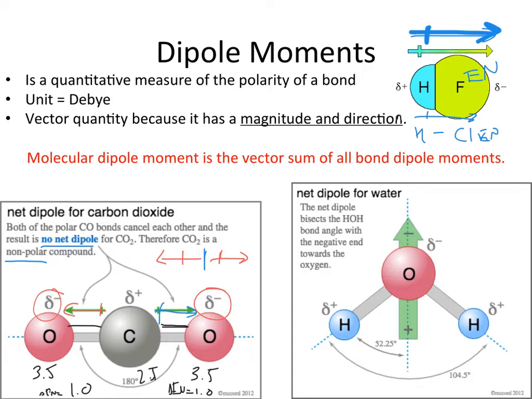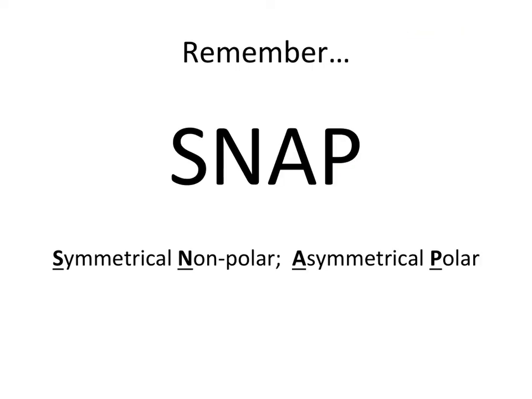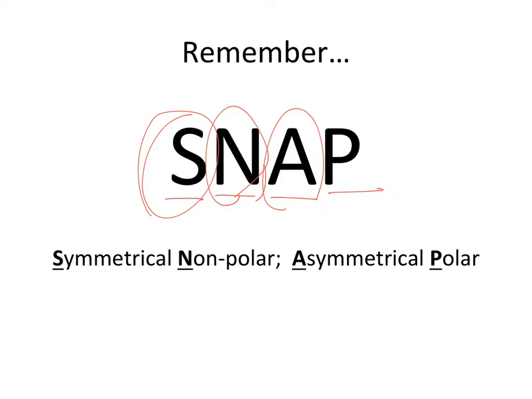We're going to talk about water in a second, but we're going to work that through a little bit. Now, the one thing to remember is this little acronym called SNAP. It stands for symmetrical, nonpolar, asymmetrical, polar. So if the molecule is symmetrical, which means the dipoles cancel out if there are any, then the molecule is going to be nonpolar. If it's asymmetrical, one of the dipoles doesn't cancel out and there's a net molecular dipole, then the molecule is going to be polar. Okay, so what you have to start realizing is that we are pairing the polarity of bonds to the polarity of molecules, and we're relating them.